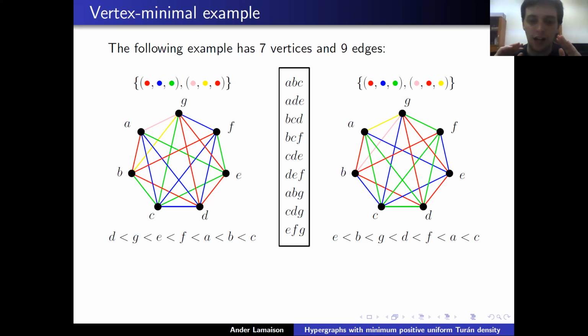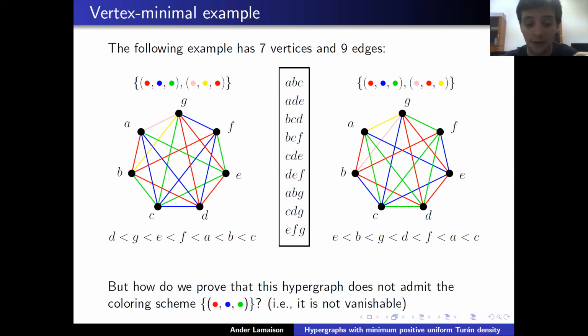Of course, we also need to check that it does not admit the trivial coloring scheme to show that it is not vanishable. Well, this is a small example. We can just check by computer that it doesn't admit this coloring scheme. But because we are going to show that there are infinitely many minimal examples of hypergraphs with density 1/27, we are going to need some method that is better than just checking by computer.